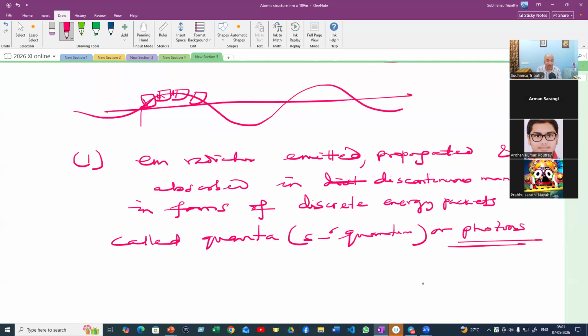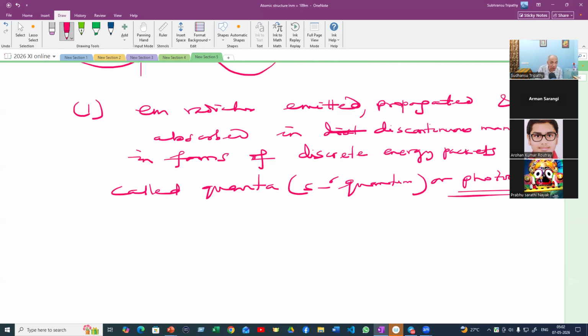So I will tell you later on how Einstein proved that yes, wave nature is 100% true, but continuity is not true. It is discontinuous and it is going very rapidly at the speed of 3 times 10 to the power 8 meter per second. You cannot even reconcile its discontinuity, but it is discontinuous. It is going in the forms of discontinuous energy packets. Each energy packet is called a photon.